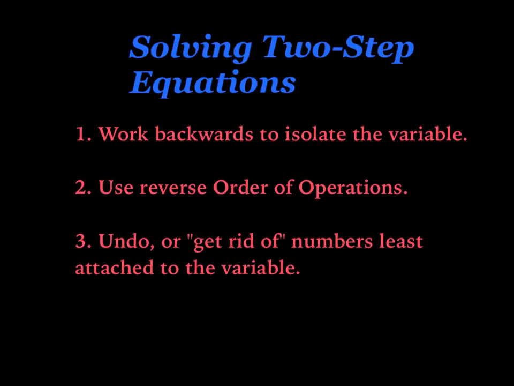In order to isolate that variable, 1, you need to work backwards. Oftentimes, we think of this as using reverse order of operations, or working in the opposite order that we would normally work through order of operations. And then also, something else that is helpful to keep in mind is that we undo or get rid of numbers that are least attached to the variable.